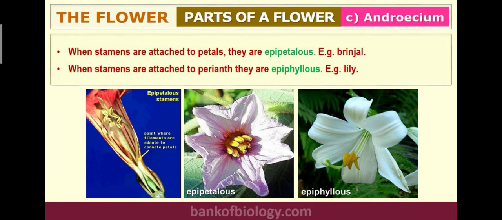Example: brinjal. When the stamens are attached to the perianth, they are called epiphyllous, as in lily. ठीक है, as you see in the picture, brinjal का flower देखो, सिर्फ petals से attached है. So this is called epipetalous. और वो पूरा perianth उसके नीचे पूरा below calyx corolla तक attached रहता है, so it is called epiphyllous, which is present in the lily.